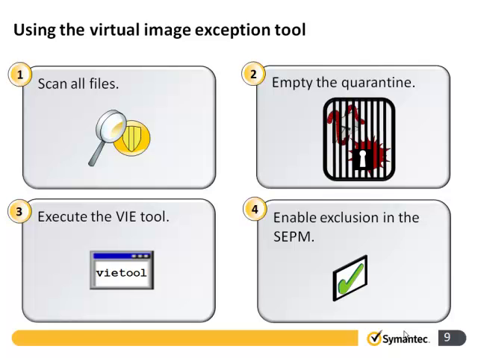So what do we need to do to use the Virtual Image Exception tool? Well, we first of all need to scan all the files to ensure we have a good scan of everything initially. Then we need to ensure we empty the quarantine. We execute the VIE tool and then enable the exclusions in the SEPM.